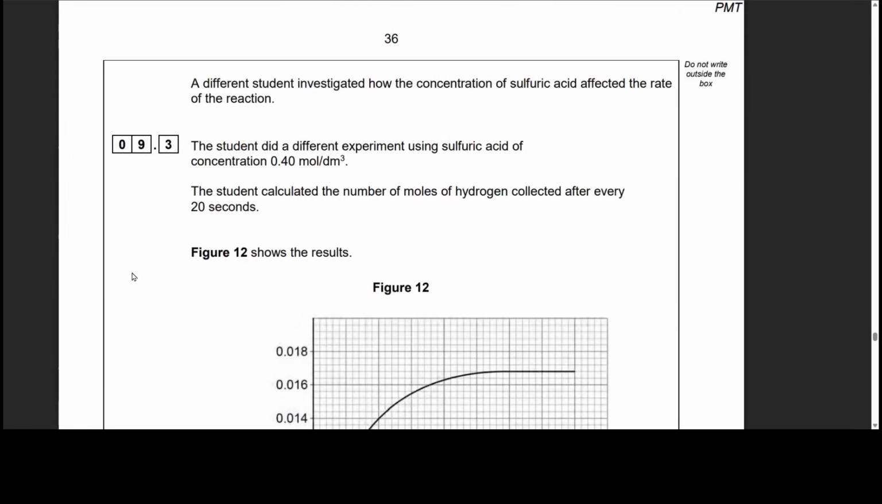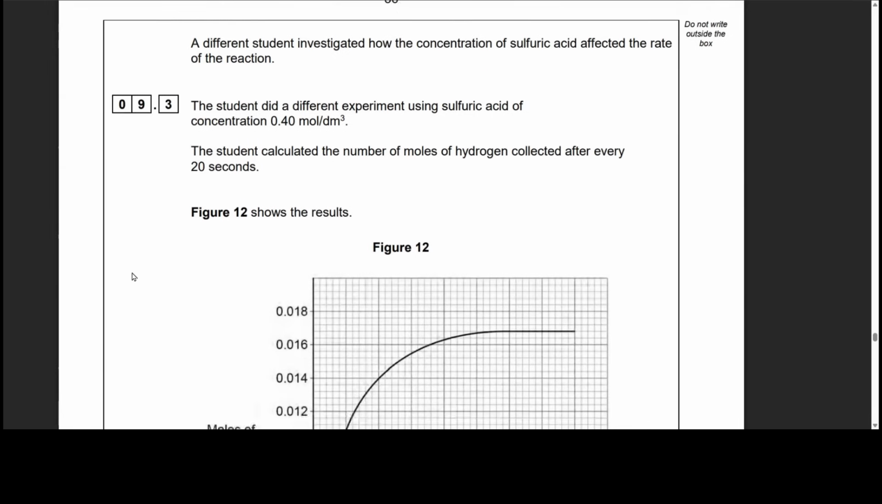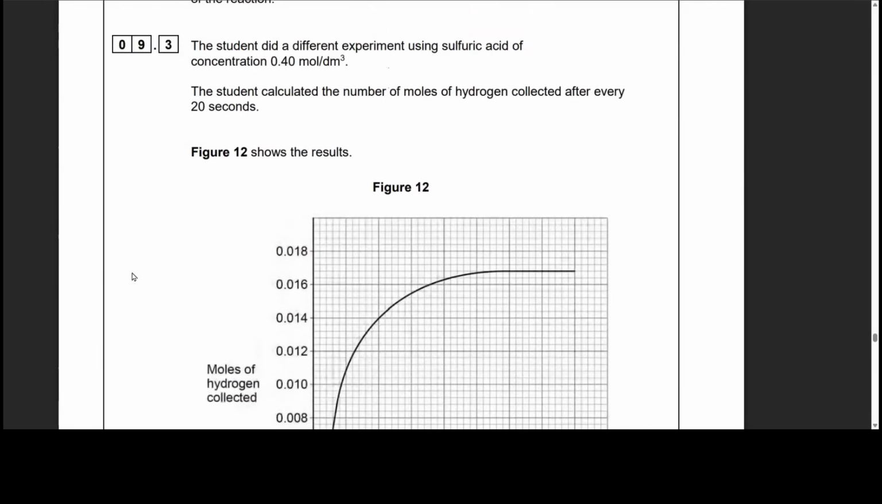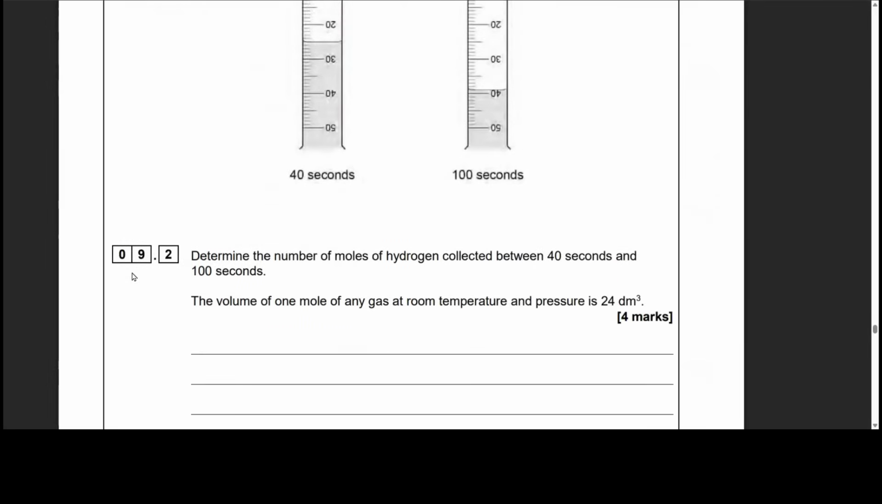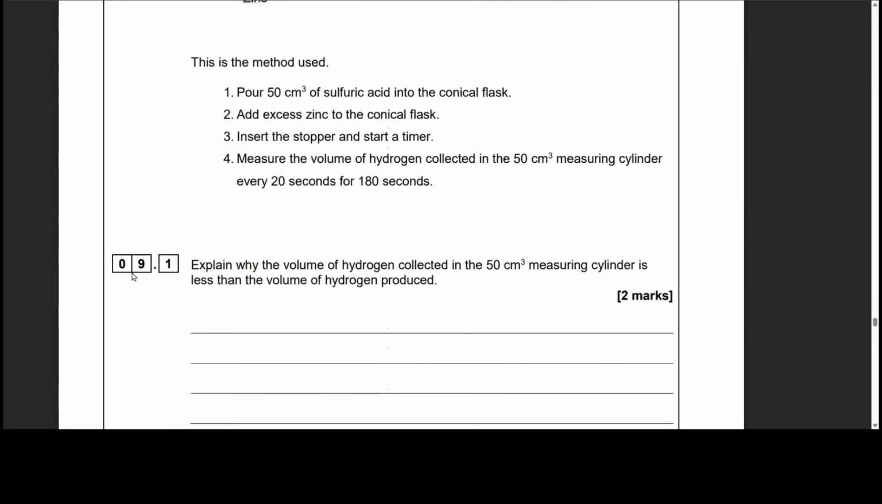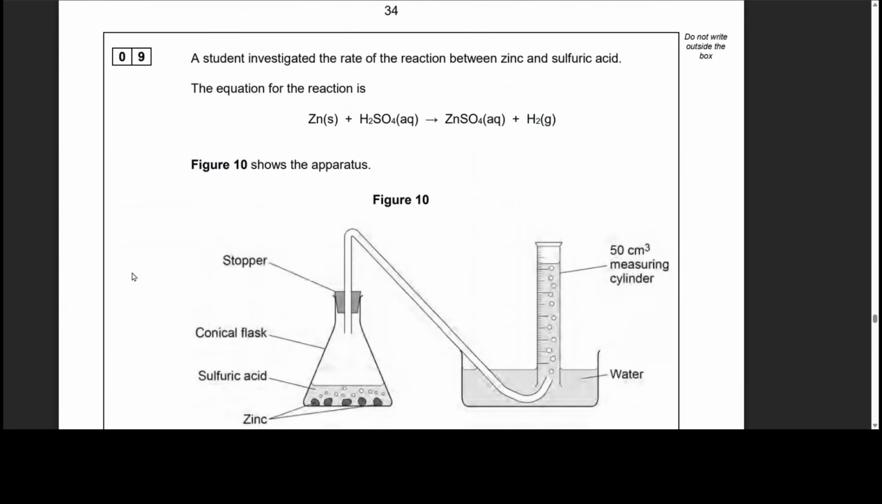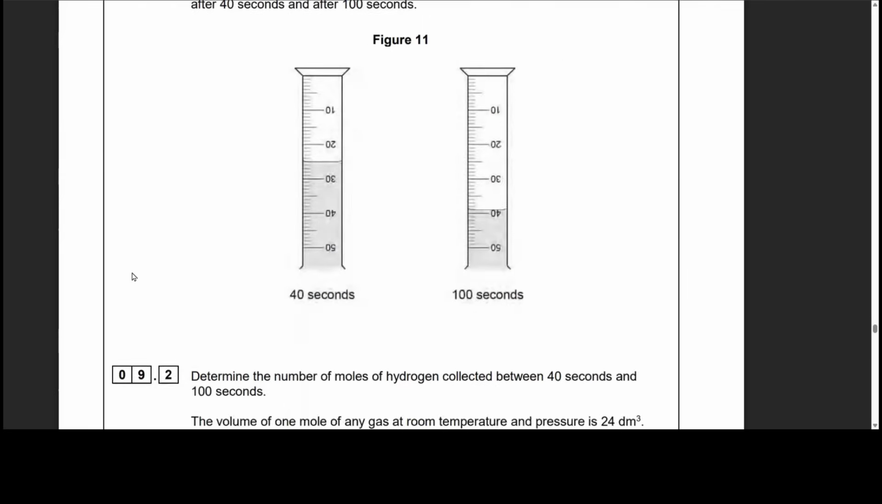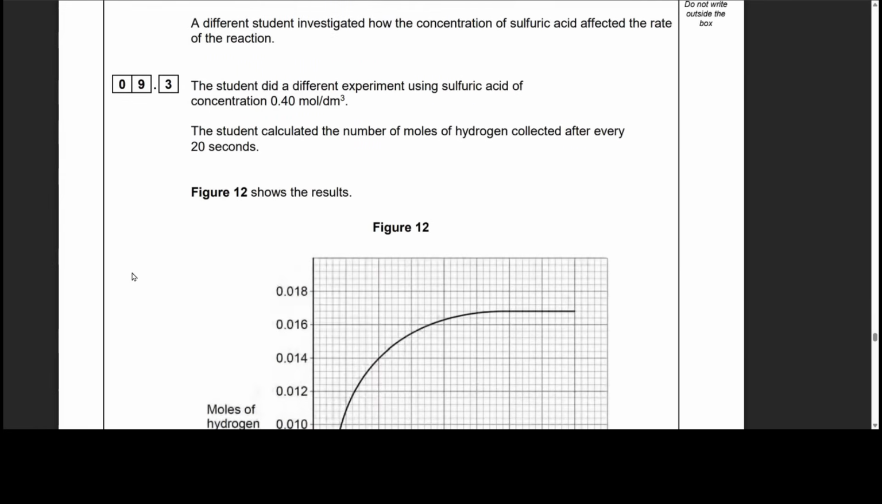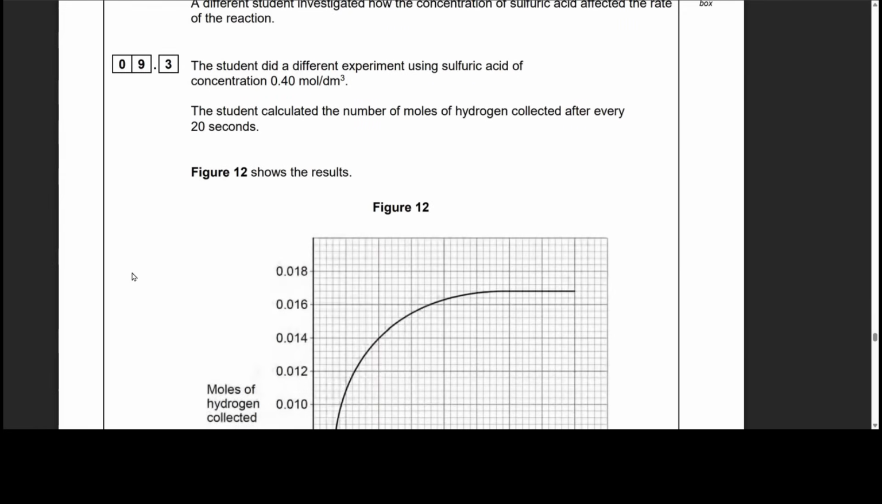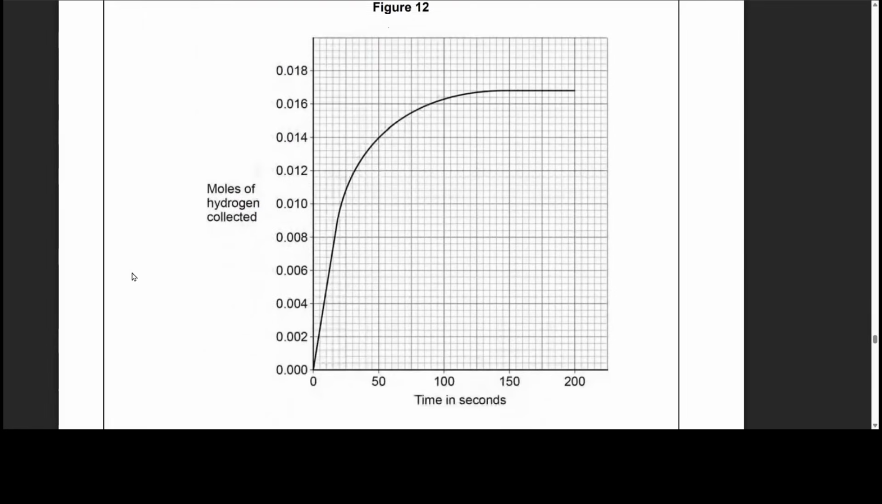A different student investigated how the concentration of sulfuric acid affected the rate of the reaction. 9.3. The student did a different experiment using sulfuric acid of concentration 0.4. The student calculated the number of moles of hydrogen collected after 20 seconds. So they used 0.4 mole per decimeter cubed. What did they use up here? Did it actually tell us what the concentration was? No, I don't think it did. Anyway, they used 0.4 mole per decimeter cubed in this one, and they collected the moles of hydrogen after every 20 seconds. So there we go.